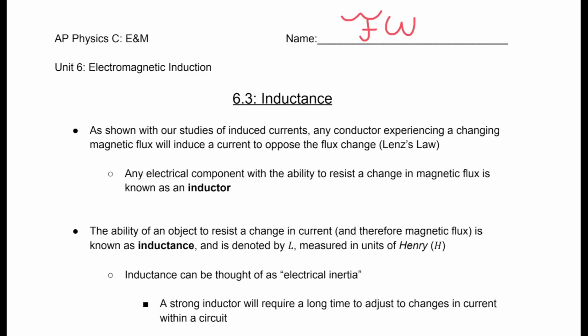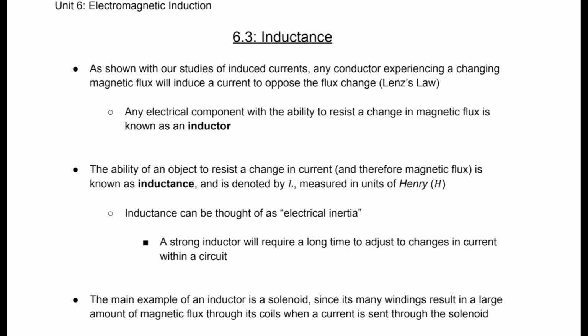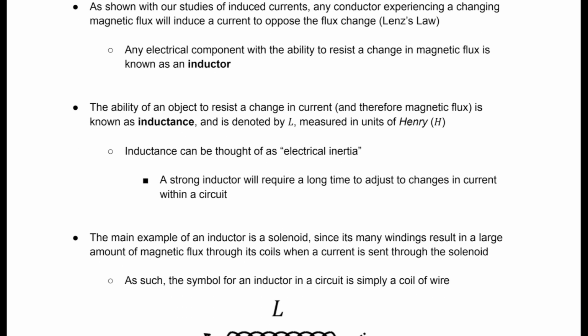All right. So, as we looked at with Faraday's law, if you change the magnetic flux through a loop, there will be an induced current, and that induced current will attempt to oppose the flux change. And we can utilize this fact to make an electrical component known as an inductor that will work to resist current changes. So we define this ability of an object to resist a change in current, and therefore resisting a magnetic flux change, as inductance and denote it by a capital L and measure this in units of Henry.